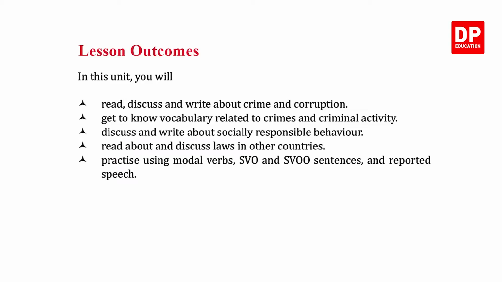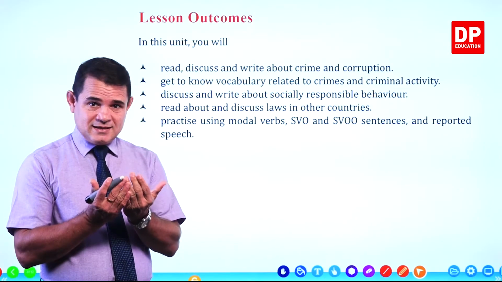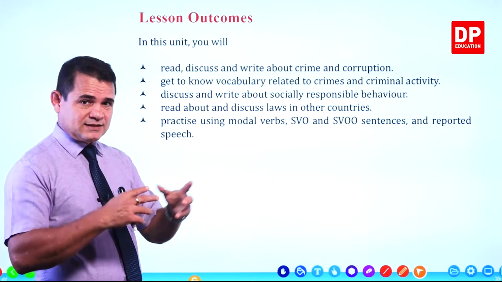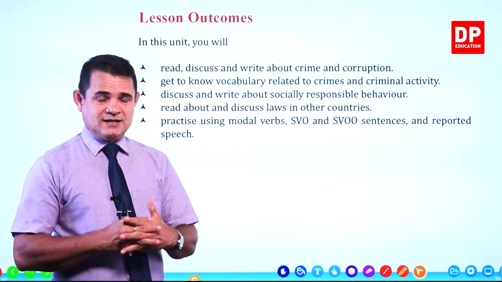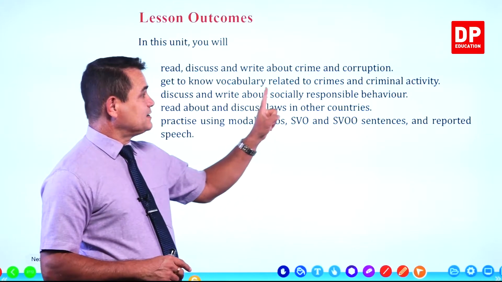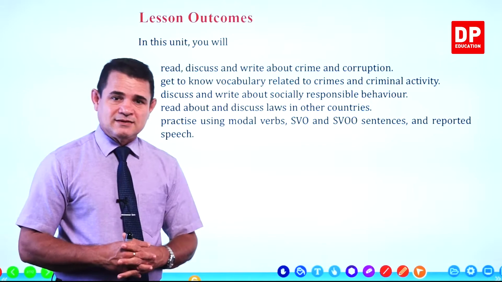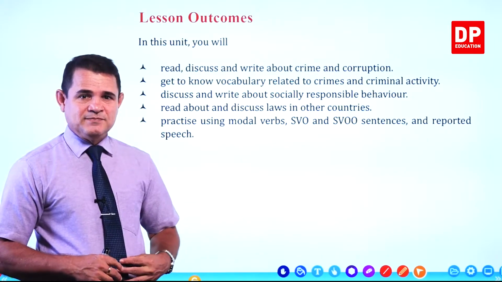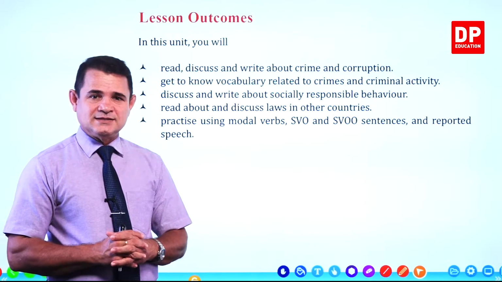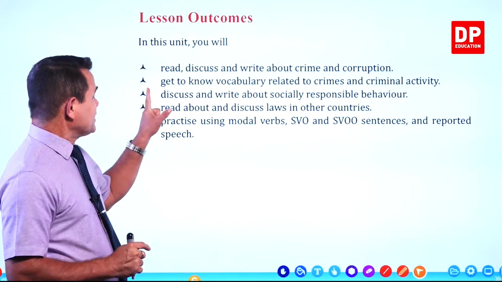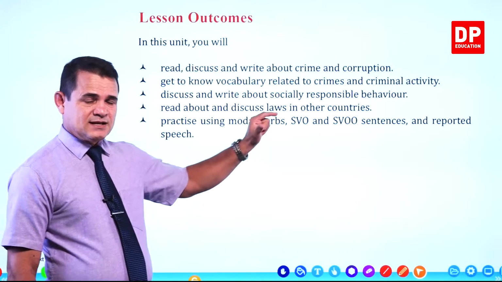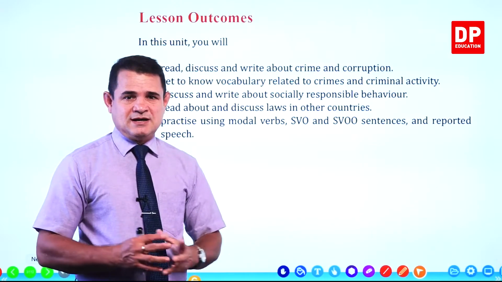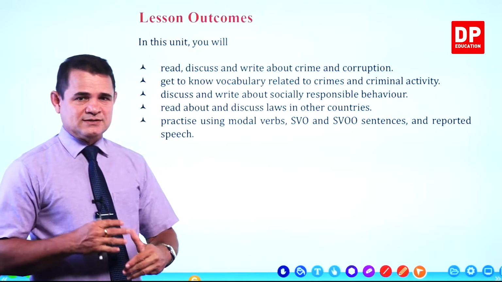Lesson outcomes, right? In this unit, you will read, discuss and write about crime and corruption. You will read and discuss with your friends, and write about crimes and corruptions, some other bad things that we notice in society. You are going to do this in this unit, right? And get to know vocabulary related to crime and criminal activities. So it's going to be very important. You're going to learn some new words also, right?